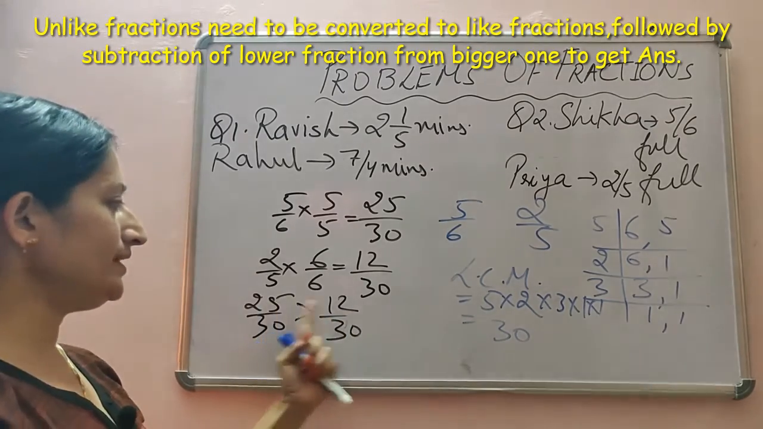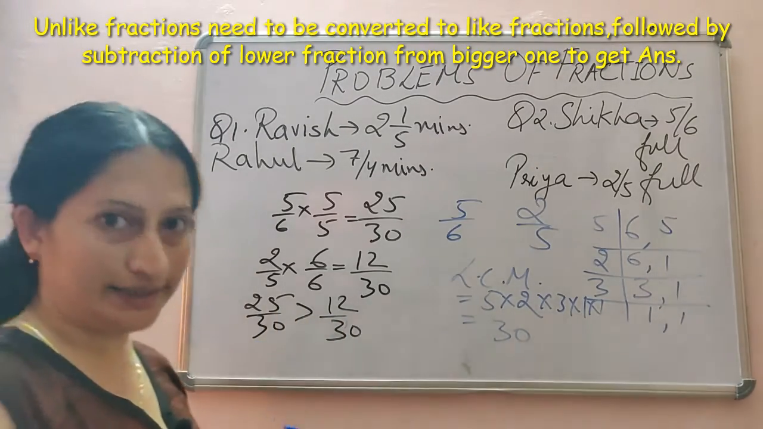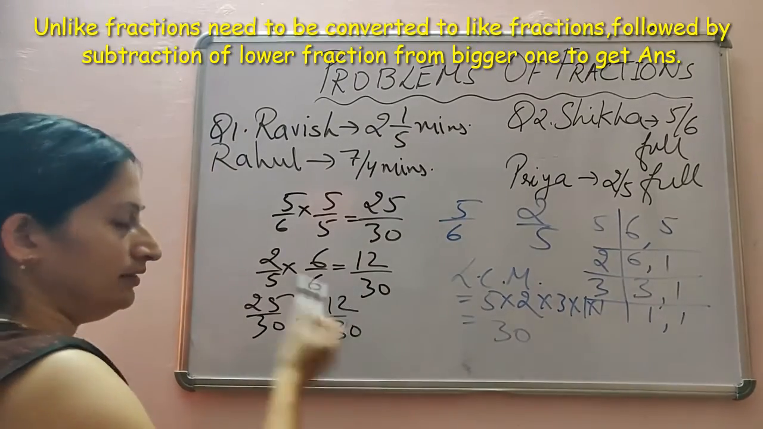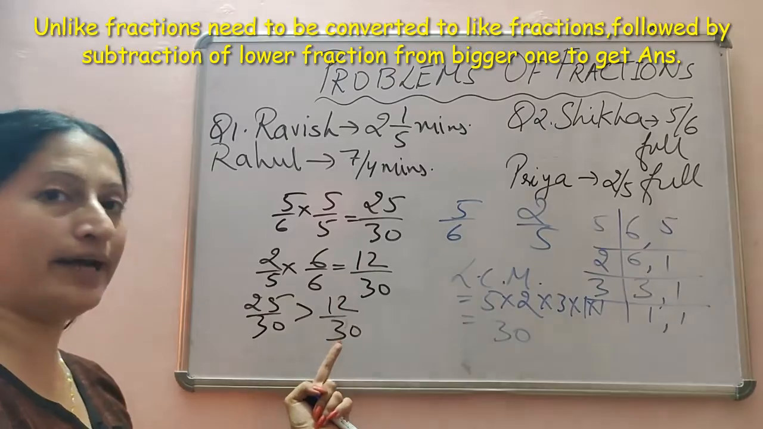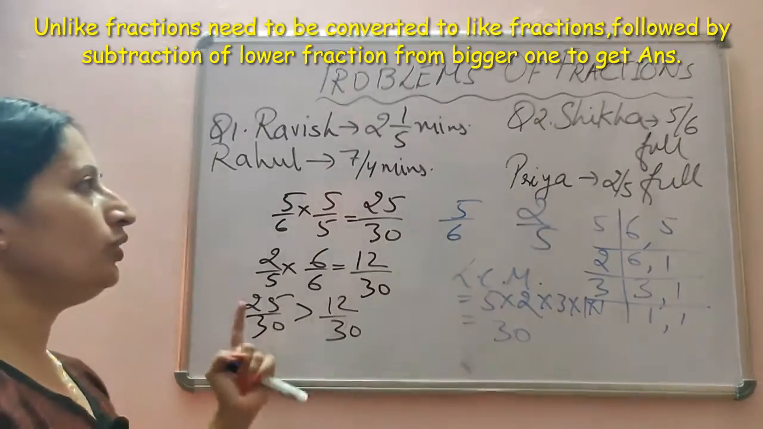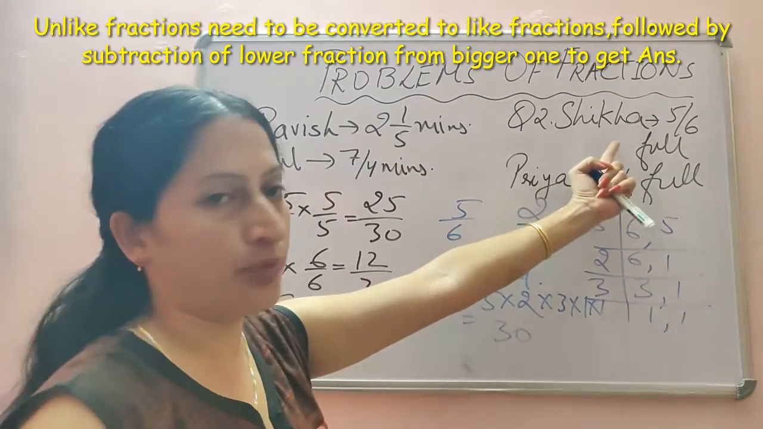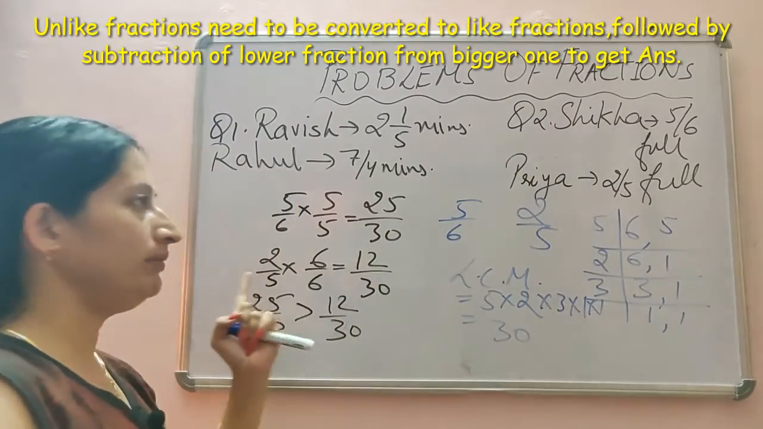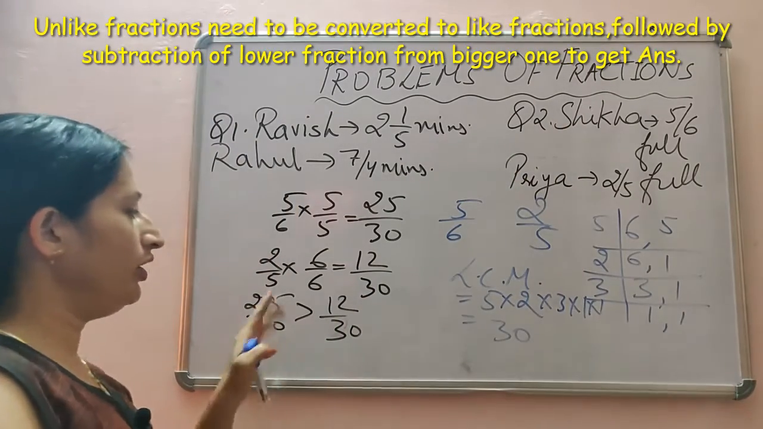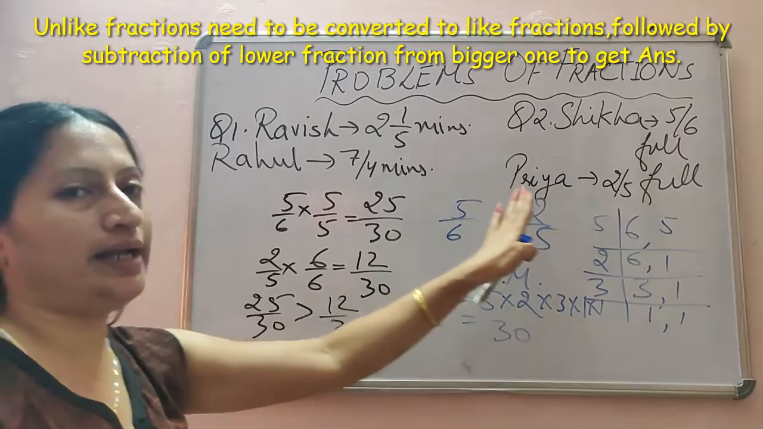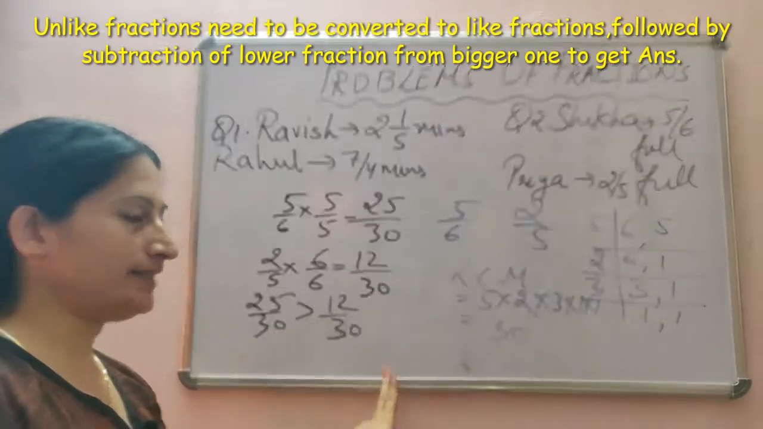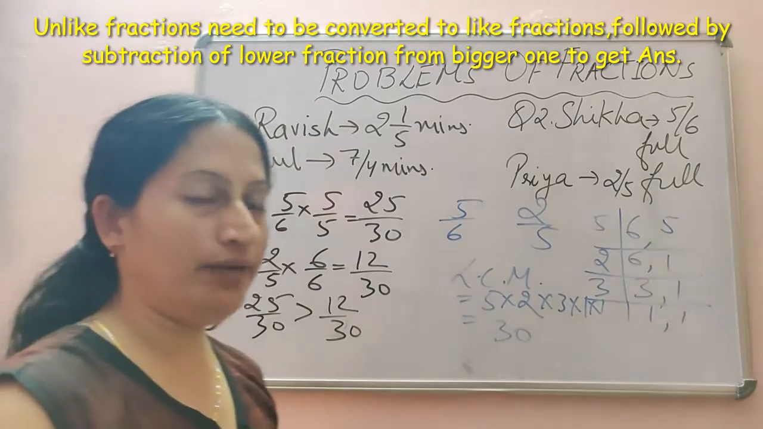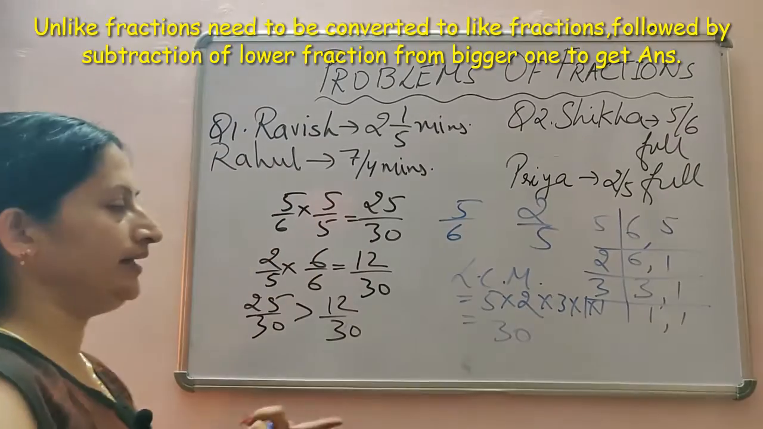Students, as numerator 25 is greater than numerator 12, 25 by 30 is greater than 12 by 30. So it means that Shikha's bookshelf is filled with more books, because her fraction is greater than Priya's bookshelf fraction, that is 12 by 30. That is the first answer. Now the second one is how much greater it is.